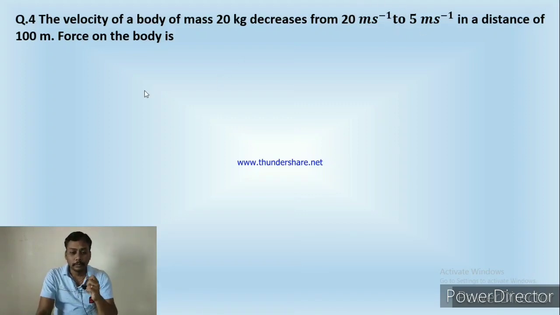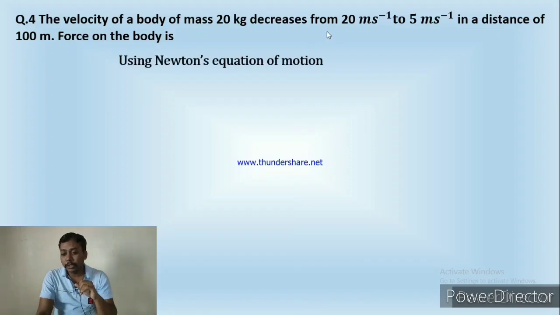So here remember one thing, two velocities are given, means initial and final velocity is given. So in those examples where the initial and final velocity is given, we have to use kinematical equations. Remember this thing, where initial and final velocity is given, the kinematical equation is used. So here also the kinematical equation is used, that is v square is equal to u square plus 2as.